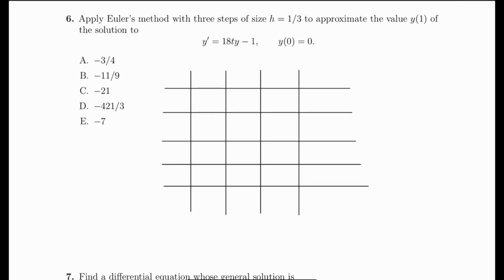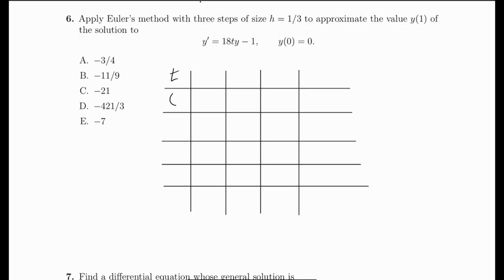Problem 6 is an Euler's method problem. We're told to use 3 steps of size 1/3 to approximate the value y of 1 of the solution to this given differential equation. We're also given our starting point at y of 0, which is equal to 0. Euler's method problems are really just about staying organized. They're usually pretty straightforward. I like to make a table to do that. First column of your table is your independent variable, which in our case is t.